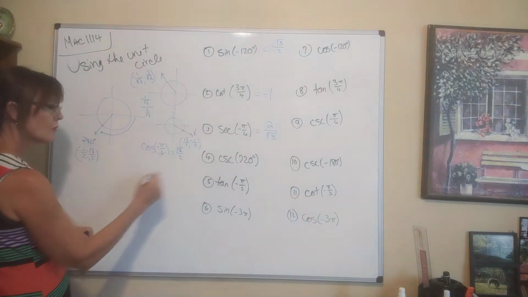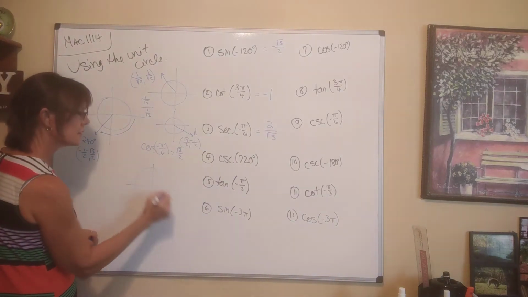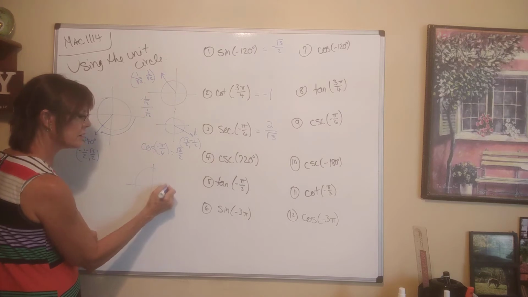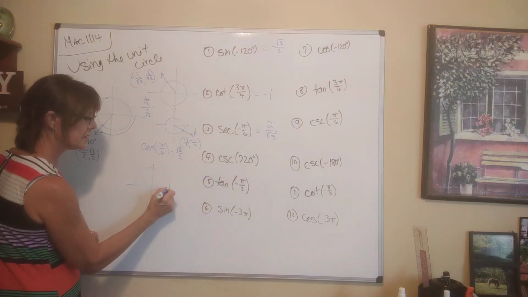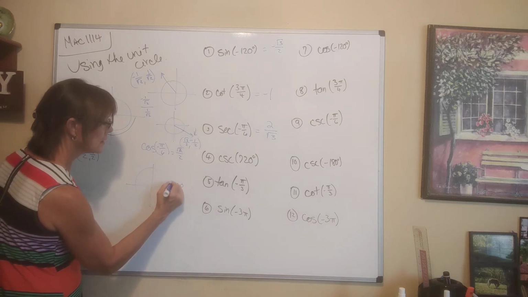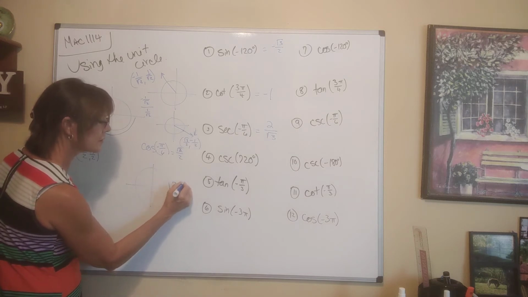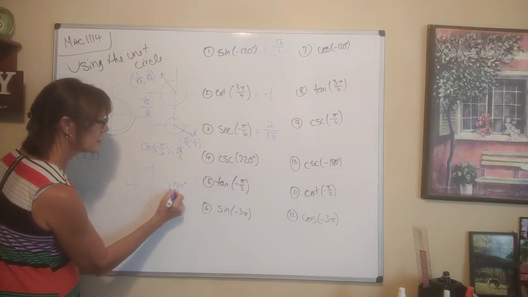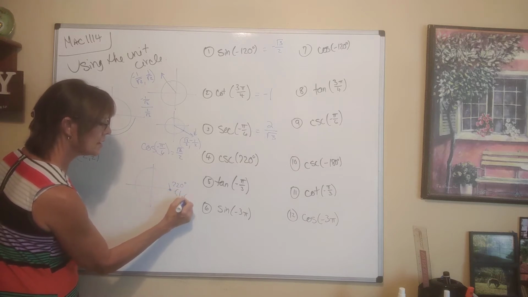All right, number 4. Here's my circle. Where is 720? Well, this is 0. One cycle around is 360. Another cycle around is 720. So it's coterminal with 0 degrees. So it's right here. The coordinates for this point are 1, 0.